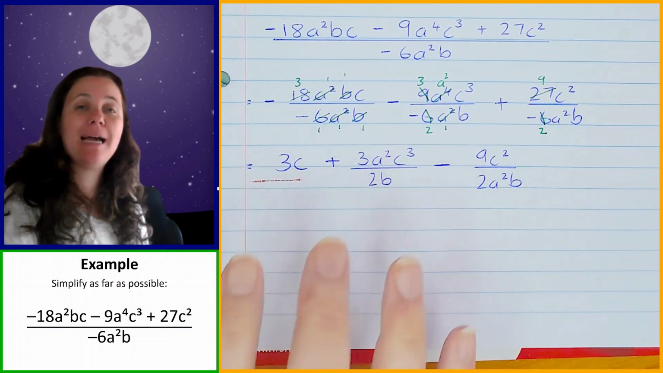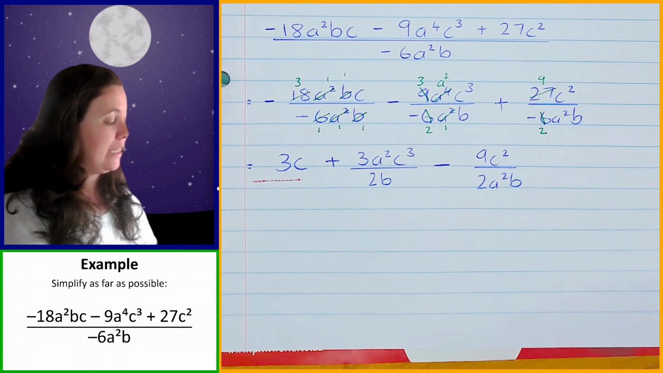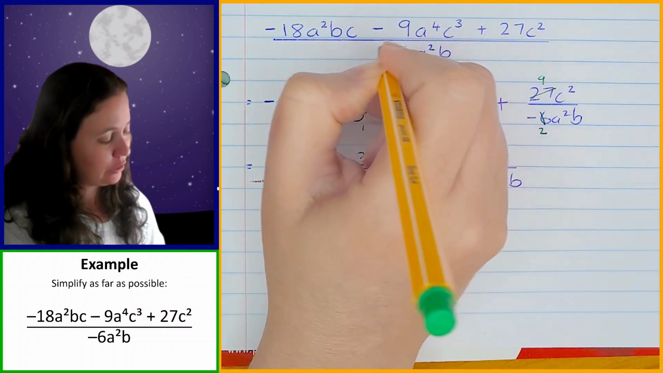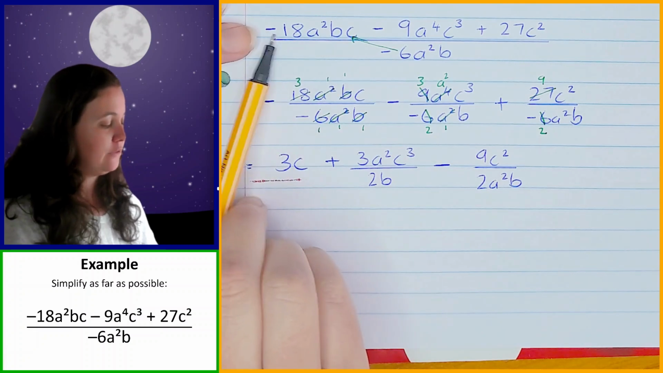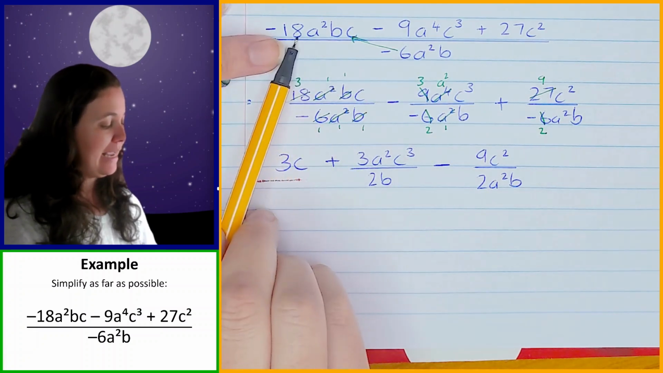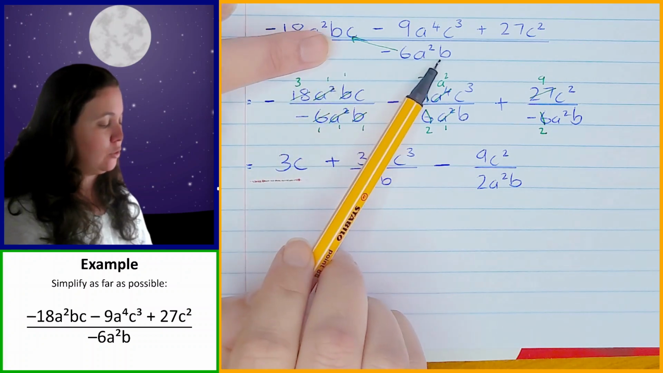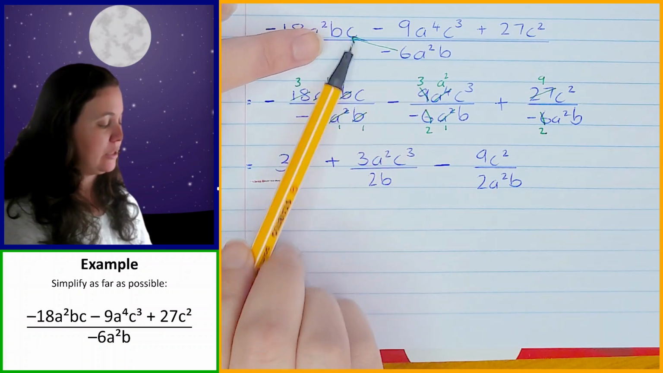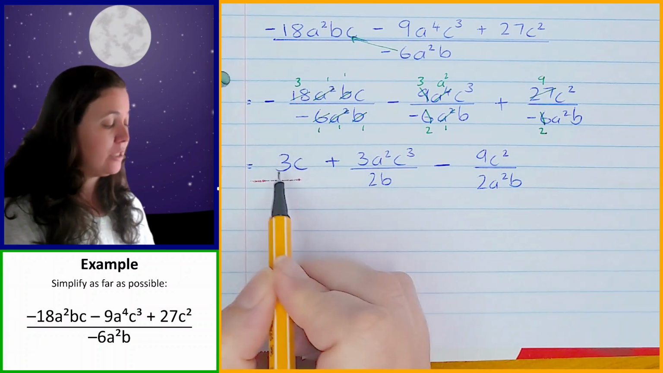Now this you can actually do without writing this step over here. What you can do is you can go from here and you can say, okay, I'm dividing that in there. So then you divide each of the things. You say negative divided by negative is positive. 18 divided by 6 is 3. A squared and a squared cancel. B and B cancel. And I'm left with C at the top. So that leaves me with 3C. Okay. So you can do that like that.